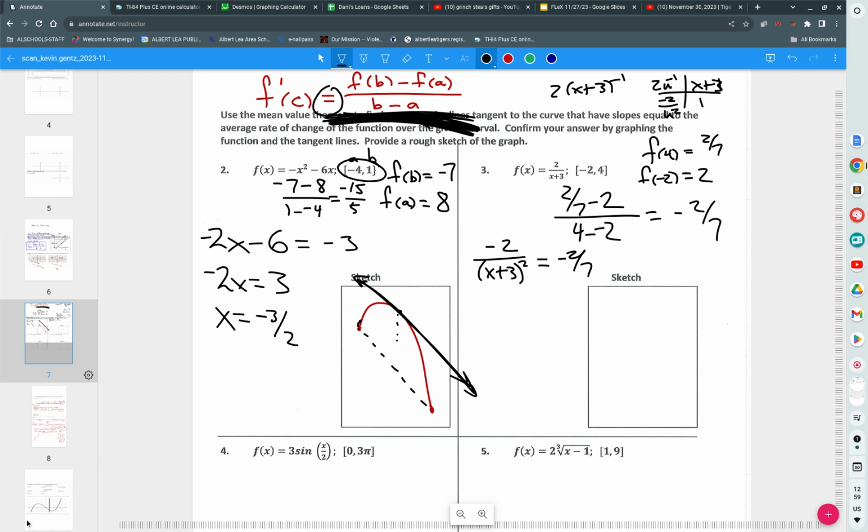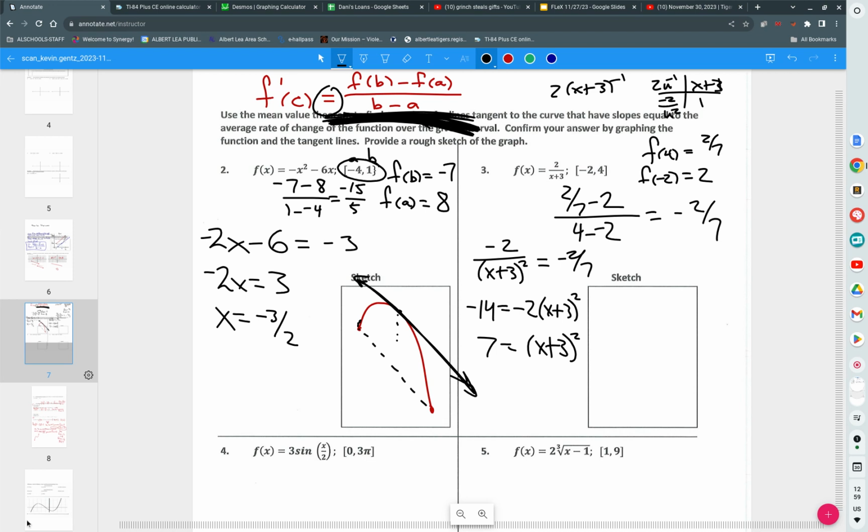How am I going to solve that? Cross multiply. -2 times 7 is -14, which is equal to -2 times (x plus 3) quantity squared. Now what? Divide by -2, I get 7 is equal to (x plus 3) quantity squared.